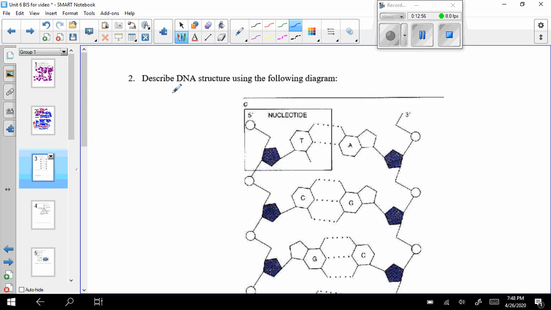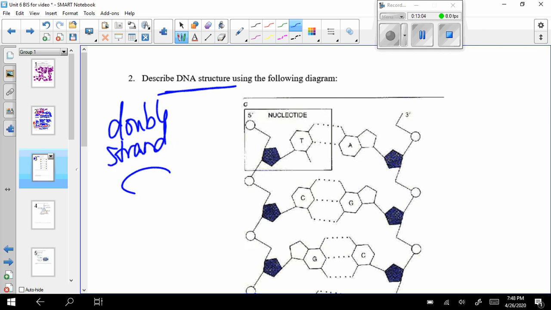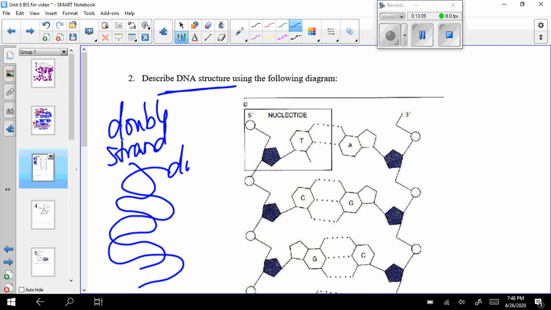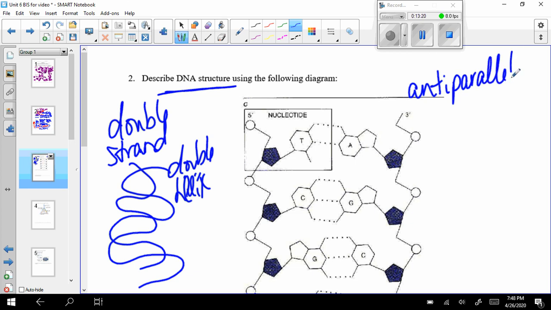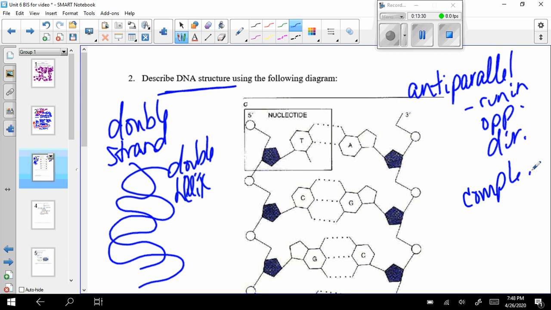All right, describe DNA structure. DNA, we know, is definitely a double strand, and it forms a helix, which means it goes back and forth like that. The two strands are anti-parallel to each other, which means they run in opposite directions. They are also complementary to each other. So let's take a little bit of time and talk about what all of that means.